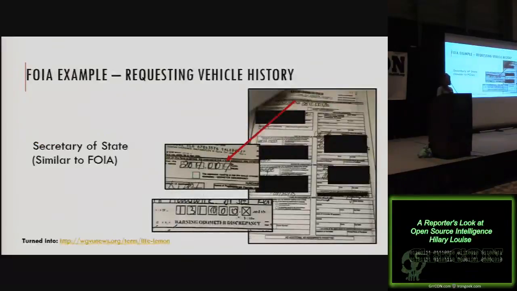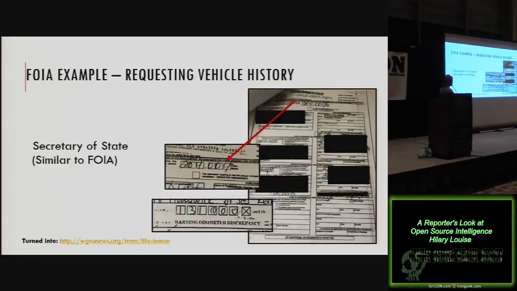So I do not have a FOIA example in so many words, so we're going to use this instead. This was from the Secretary of State, but it's very similar. This is a vehicle history request. All you need for the vehicle history request, I did this on a VIN number, but I think you can do license plate and other information. It does not have to be you. It could be somebody else. Please don't do my mom.